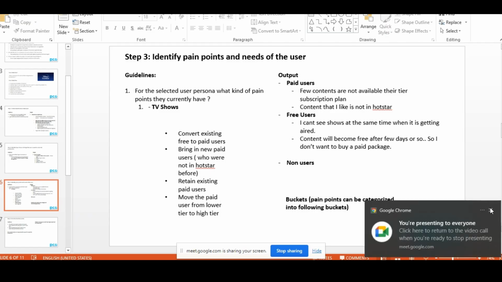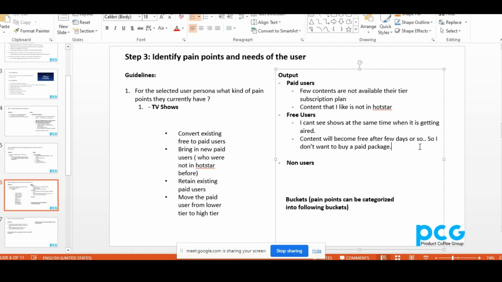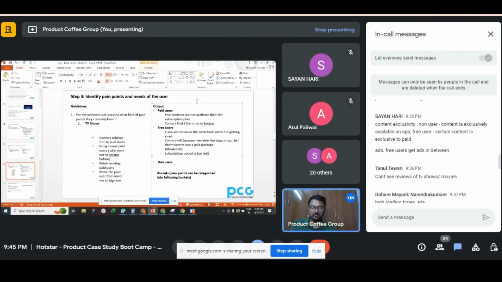Basically, affordability, and frequency of usage. I might not use it every month. I just want to use it only during the time of IPL. So that is preventing me as a free user. Affordability can be a separate point. Frequency of usage is less. I would say subscription period too high is a pain point, right? Okay. Any other?